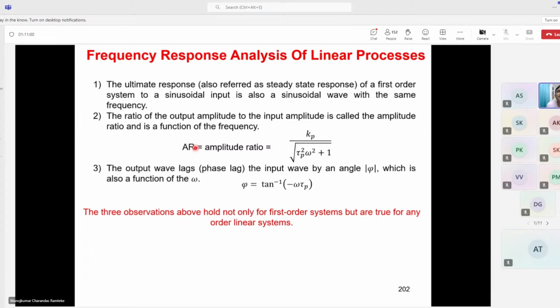So the conclusion here is that the ultimate response, also referred to as the steady state response of a first order system to a sinusoidal input, is also a sinusoidal wave with the same frequency omega. Again, if we calculate the ratio of the amplitudes of output and input, that particular term is referred to as the amplitude ratio. So the amplitude ratio comes out to be Kp divided by under root tau p square omega square plus 1.